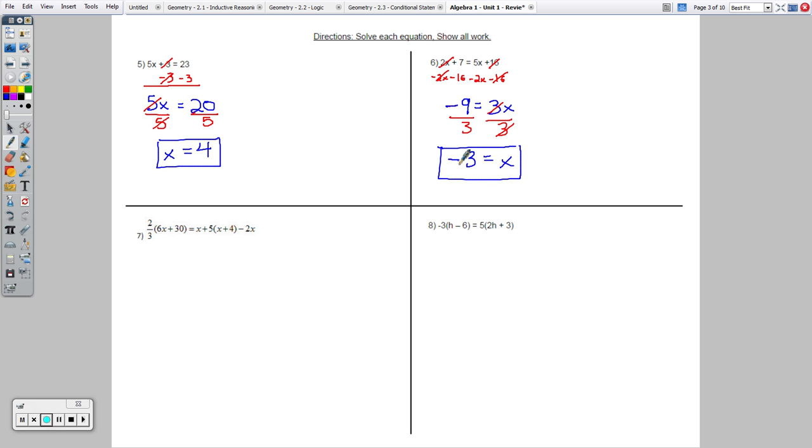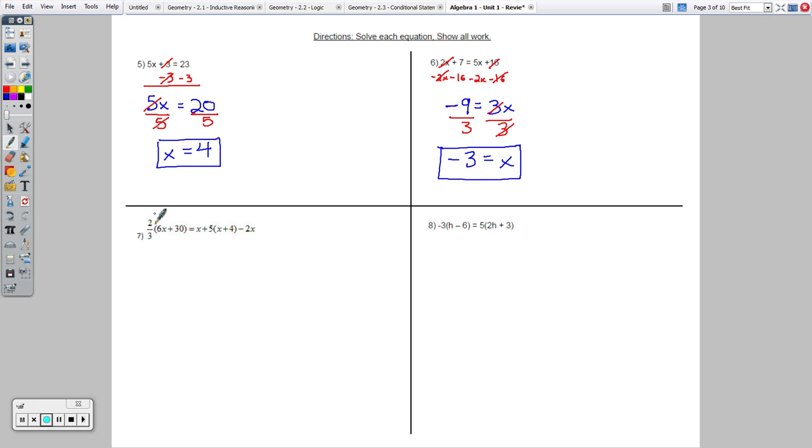And you can plug that back in. They're getting a little more difficult to check. Not really difficult, but just going to take a little bit longer to check. But I think that's when it really becomes more valuable, when you have multiple steps that you've done and then you go back to the original and check it. So this would be negative 6 plus 7, that's 1. This would be negative 15 plus 16, also 1. So you have 1 equals 1.